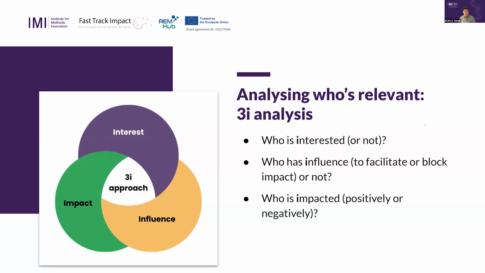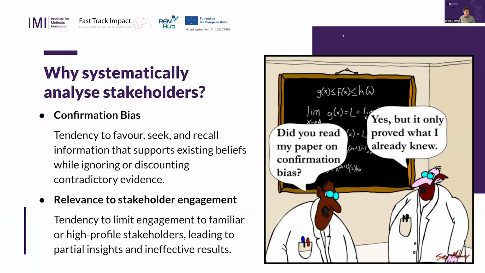In this case, we are proposing a third I beyond what's been done traditionally, and that is impact. So beyond identifying who is interested or could be interested in a research project and in research outcomes, who is or could be influential in terms of affecting the impact of those projects, we also add on top of that who is or could be impacted. So who could be affected, either positively or negatively. When you analyze those three I's systematically, you get a fairly comprehensive view of who is relevant and how exactly they are relevant to a given project.